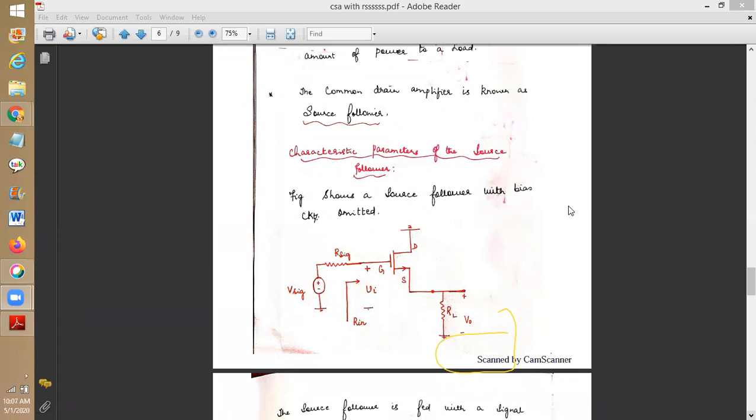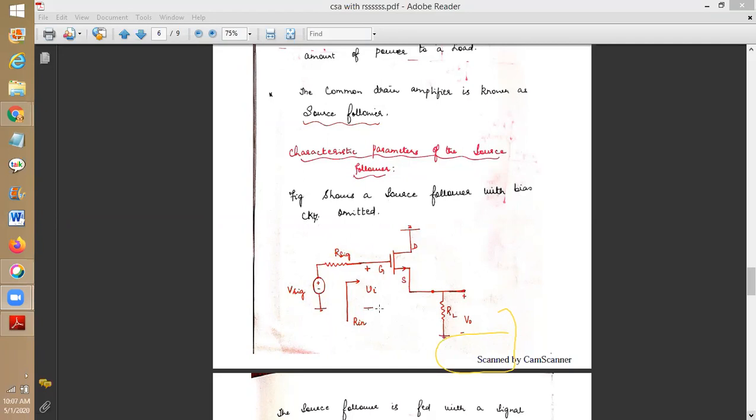Similarly, in case of common drain, where do we give the input? The input is given to the gate. Output is taken at the source. So in common drain configuration, input is given to the gate and output is taken at the source, because the drain terminal is grounded. So this is the circuitry for the source follower.